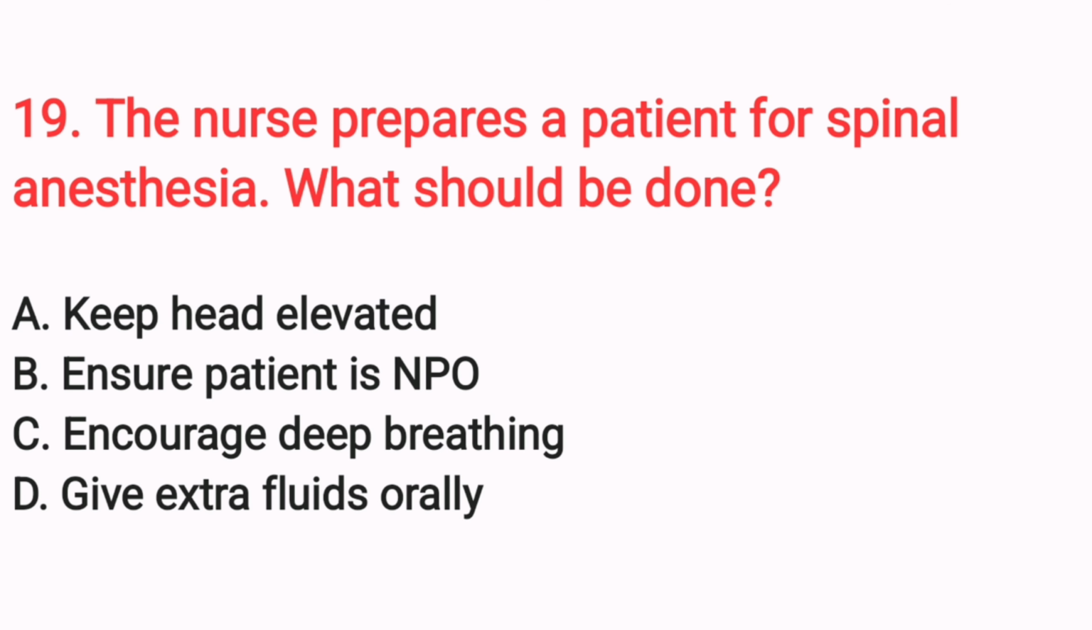Next, the nurse prepares a patient for spinal anesthesia. What should be done? Option A, keep head elevated. Option B, ensure patient is NPO, nothing per oral. Option C, encourage deep breathing. Option D, give extra fluids orally.